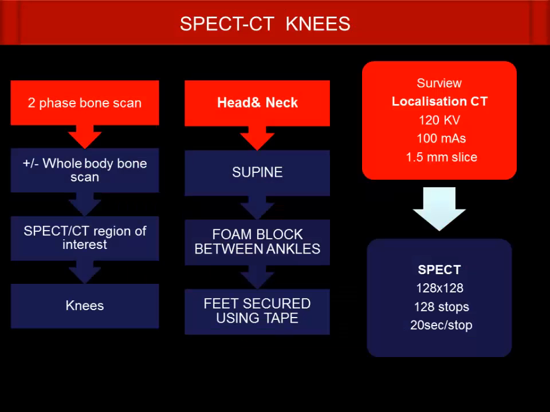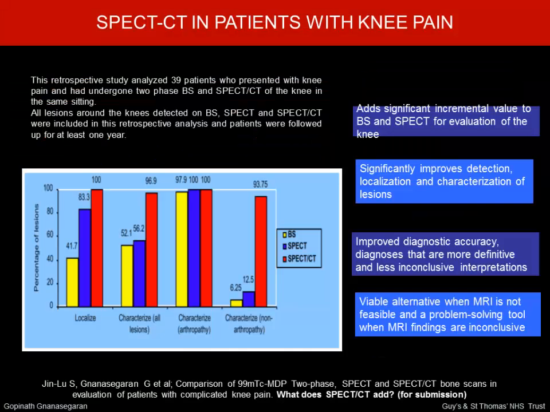What we do at our hospital is that all patients with knee pain, whether pre-op or post-op, get a two-phase bone scan and SPECT CT for the region of interest. We evaluated quite a number of patients, comparing the whole body, two-phase bone scan and SPECT CT. We are quite good at localizing, characterization and arthropathy. Whereas in non-arthropathic conditions, we are not that good at localizing and characterizing, especially characterization, with just planar or SPECT imaging.